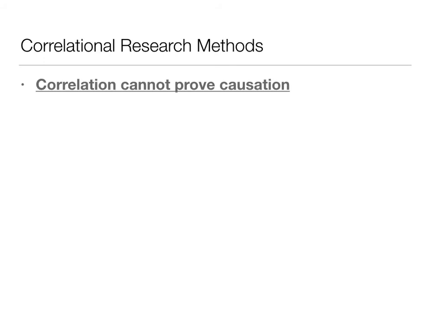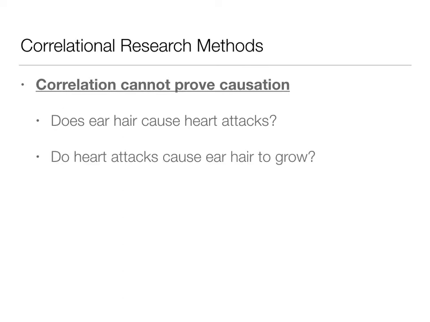Now, it wouldn't be any conversation about correlation without reminding you once again that correlation cannot prove causation. This is why association claims are different than causation claims. That's why they're completely separate, because correlation cannot prove causation. It cannot imply causation. So we know that ear hair and heart attacks are correlated. Does that mean that ear hair causes heart attacks? Does that mean that heart attacks cause your ear hair to grow? No, right? Neither one of those things do we think is going on.